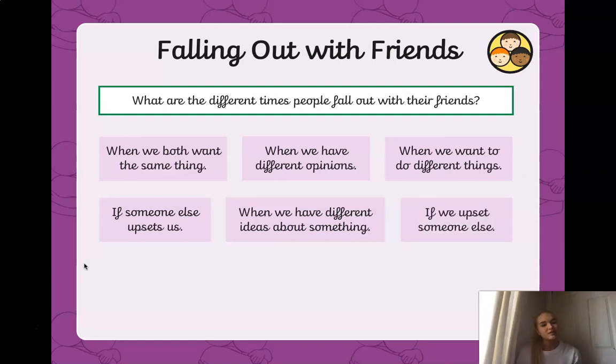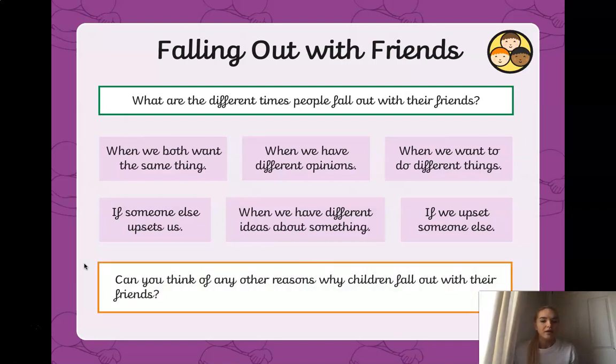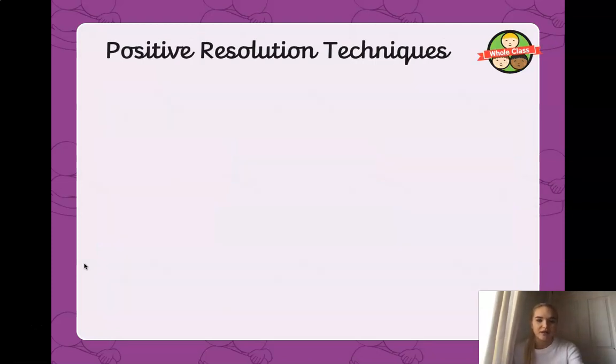So most of these things are talking about differences that people have that might mean that you might fall out with someone else. But thinking about the reasons that are highlighted in pink boxes there, can you think of any other reasons why children might fall out with their friends? Pause the video and have a think. Maybe you've thought of lots of other reasons there.